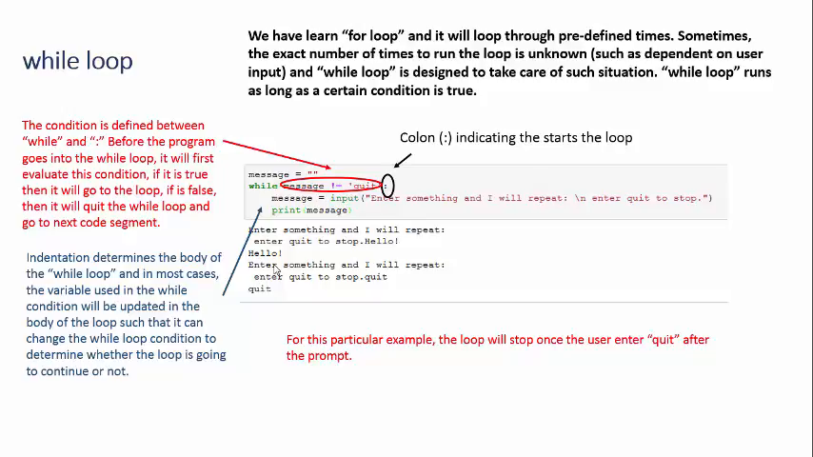It is very similar to the for loop, but the condition is explicit within the while loop, and this condition can be determined or changed within the body of the while loop.